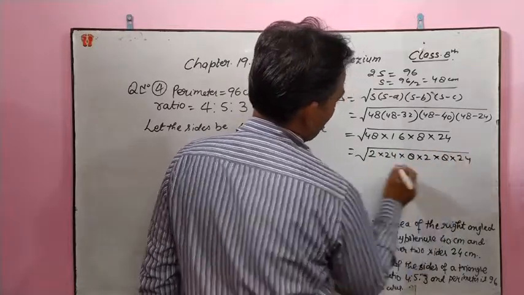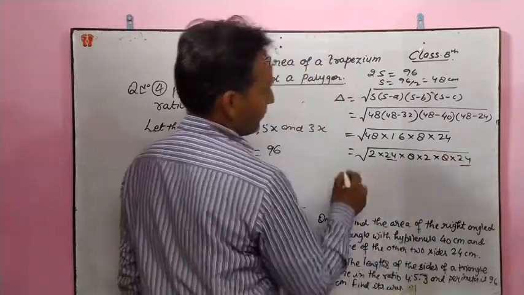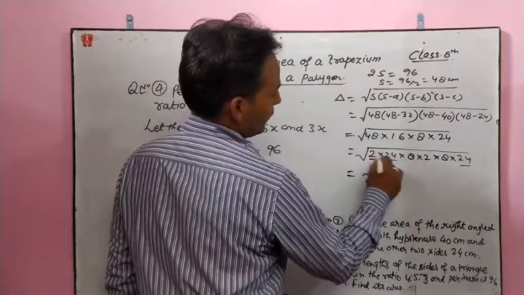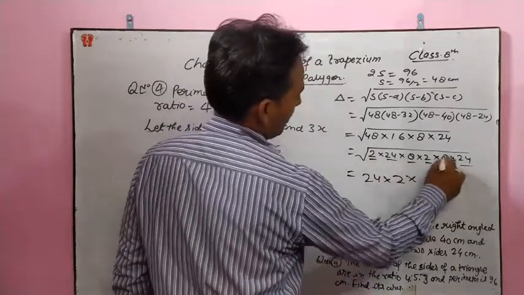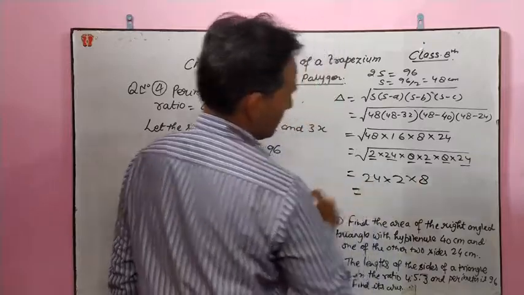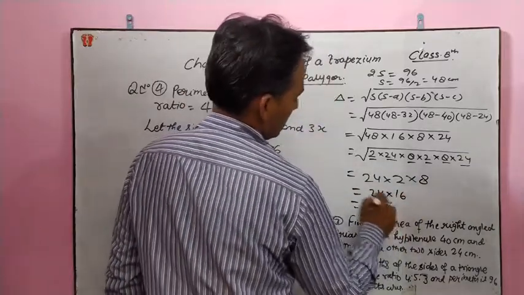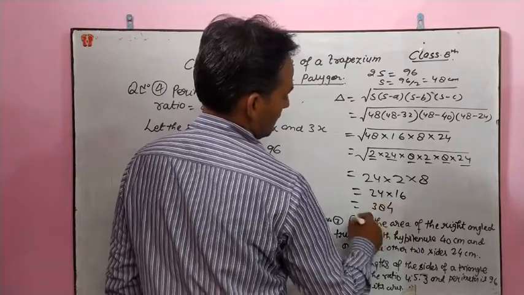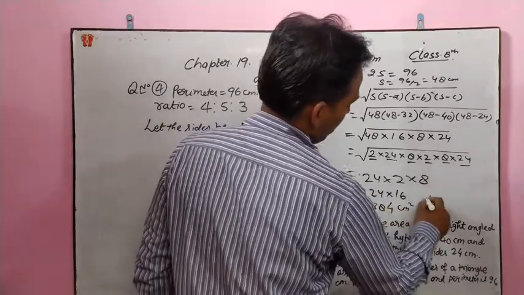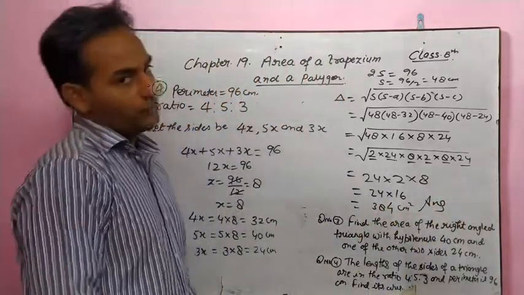Why I have written this? Because we have 24 twice, so a 24 pair will be there, 24 will come out. 2 and 2 are there, so one 2 will come out, and 8 and 8 are there, so one 8 will come out. So 24 into 16, 384 centimeter square will be the area of the triangle.